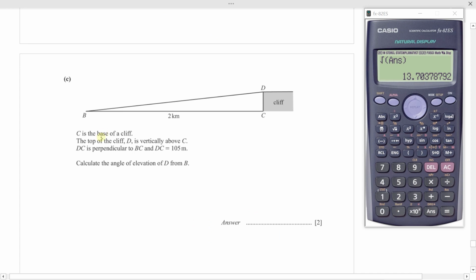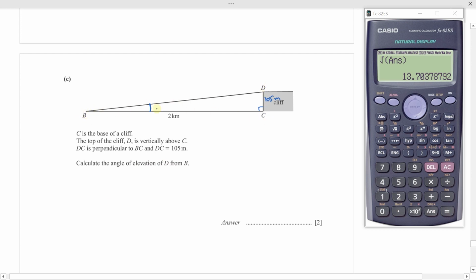Part C is the base of a cliff. The top of the cliff D is vertically above C. So D is vertically above C. That means this angle is 90 degrees. DC is perpendicular to BC and DC is 105 meters. So this length is 105 meters. Calculate the angle of elevation of D from B. So angle of elevation is this. This is the angle of elevation of point D from B.